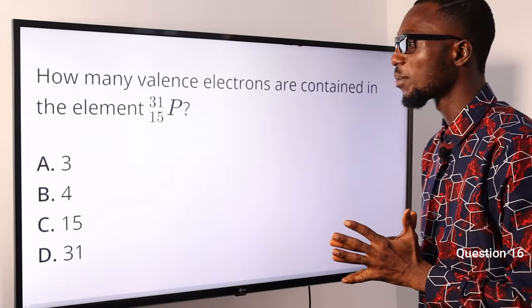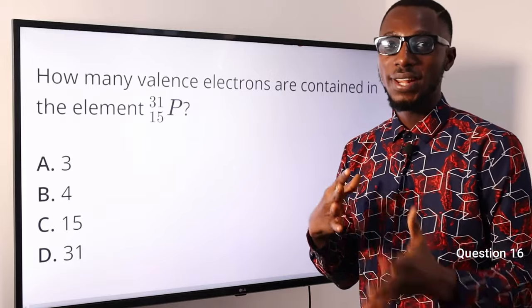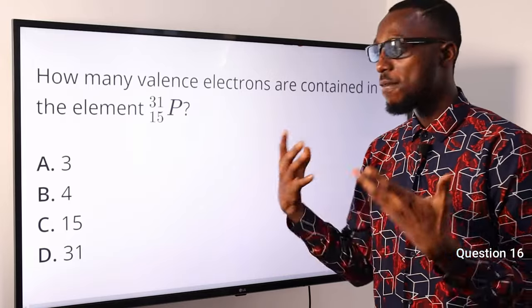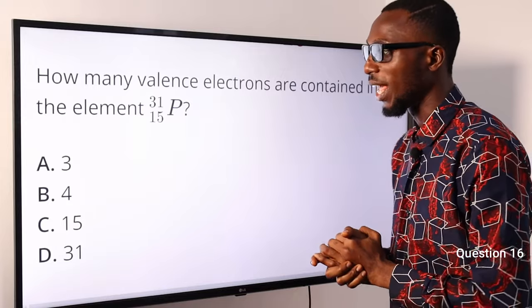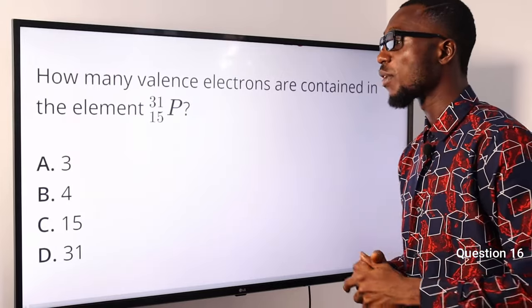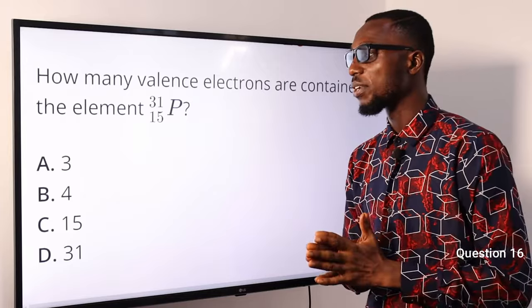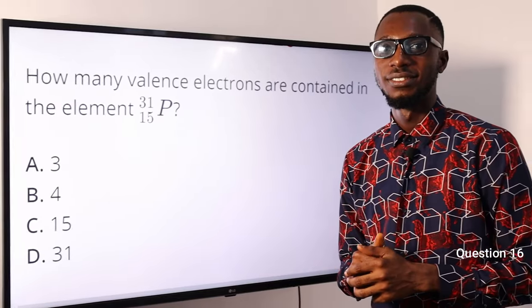And we should also remember that phosphorus has a valency of 3 or 5. So the correct option here that is made available to us is option A, for 3. So option A is very correct.